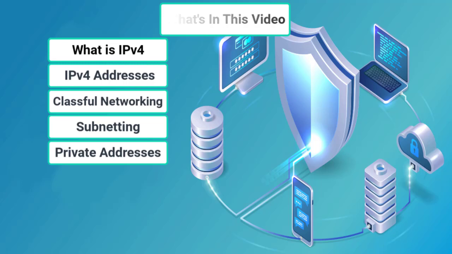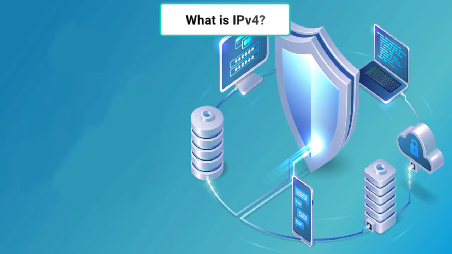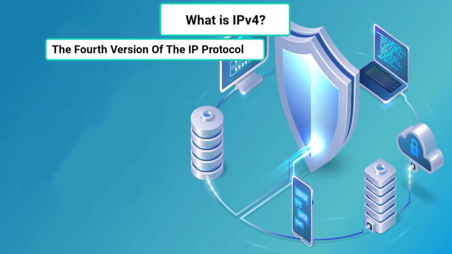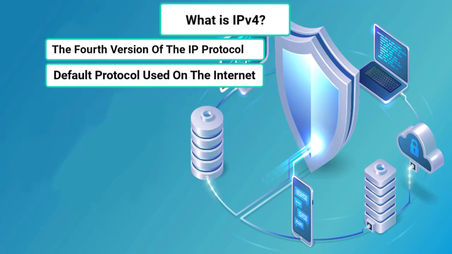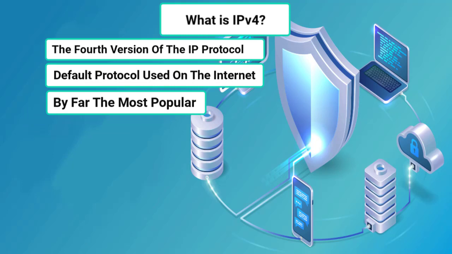The fourth version of the IP is the IP protocol. It is the default protocol for the internet and by far the most popular protocol in use today. Version 5 of the IP protocol was never implemented by the internet, but IP version 6 is now being utilized. Nonetheless, IP version 4 will be in use for a long time, so it is critical that you grasp the process.